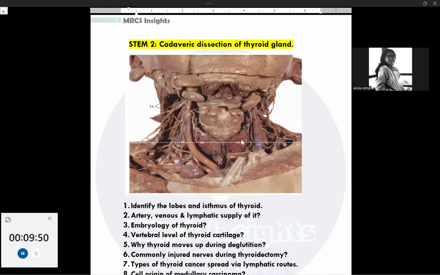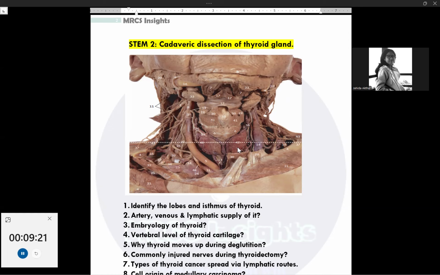Number 42 is the thyroid gland. Yes, it is the lateral lobe of the thyroid gland. Can you tell me the arterial supply of this thyroid gland? The thyroid gland is supplied by the superior thyroid artery, which comes from the external carotid artery, and by the inferior thyroid artery, a branch from the thyrocervical trunk. Sometimes it is also supplied by the thyroidea ima artery that comes from the brachiocephalic trunk.